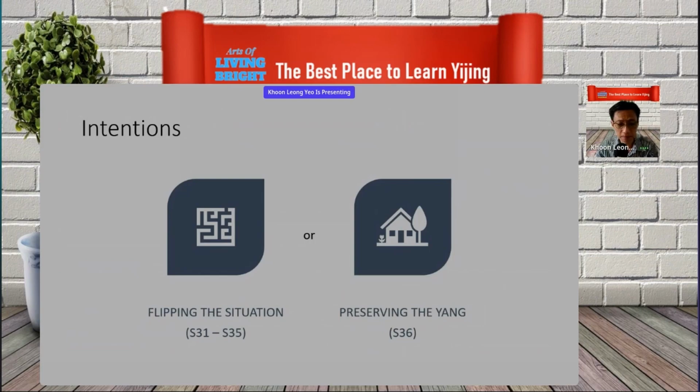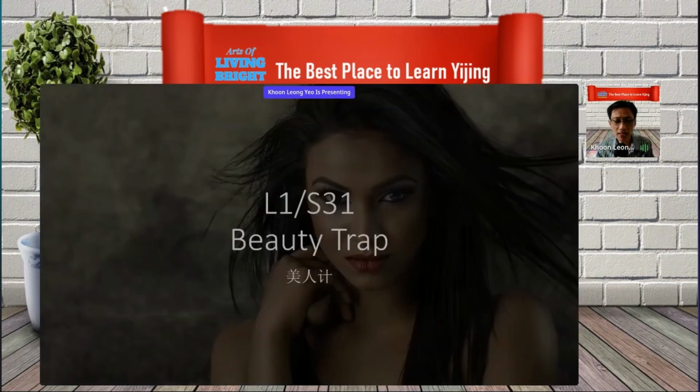Okay, so with this, let us move on to talk about the very first stratagem, 31, called beauty trap, or 美人计. Now, 美人计, I think is pretty straightforward. The name already tells you it's about using a beautiful person to attract the opponent to do something. So let's drill deeper into 美人计.